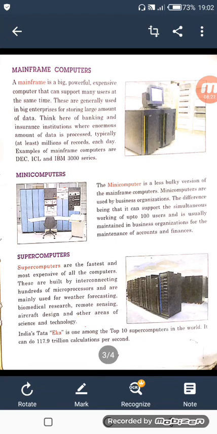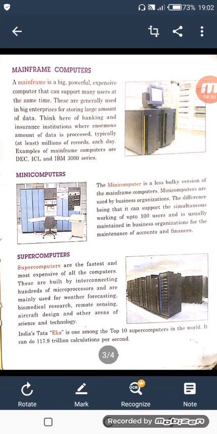Think here of banking and insurance institutions where an enormous amount of data is processed, typically at least millions of records each day. In banks, they use mainframe computers because there is a lot of data to be stored in the computers, like the details of any customer. There are customers in lakhs or crores, so where do we store that?